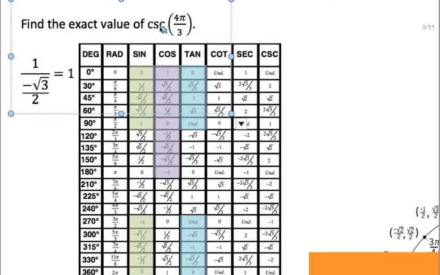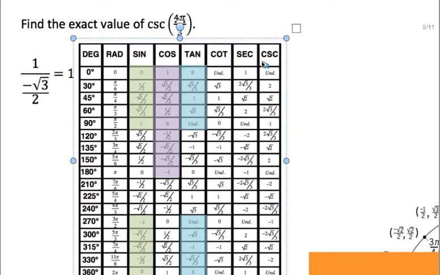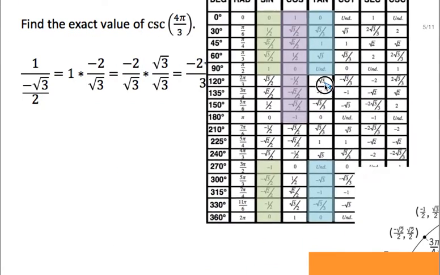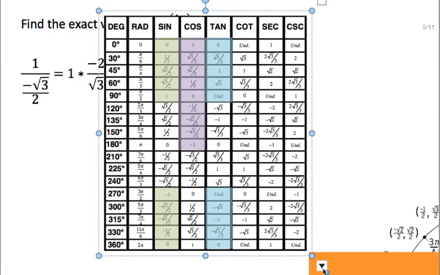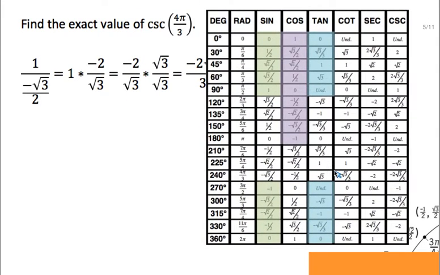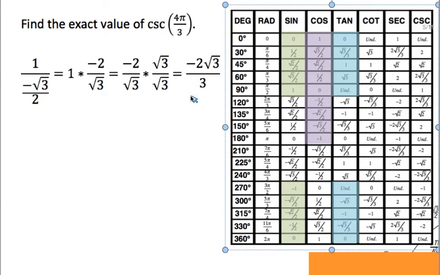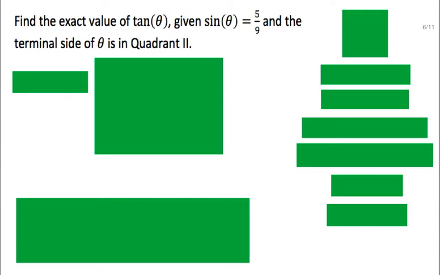You can just go to find cosecant, and let's see, 4 pi over 3. Let me move this, bring to front. All right, so let's see, 4 pi over 3 is right here. Go over to the cosecant column, and we get negative 2 times the square root of 3 over 3, which is the same answer that we had right here. All right, now here's another example of a question that we can have.